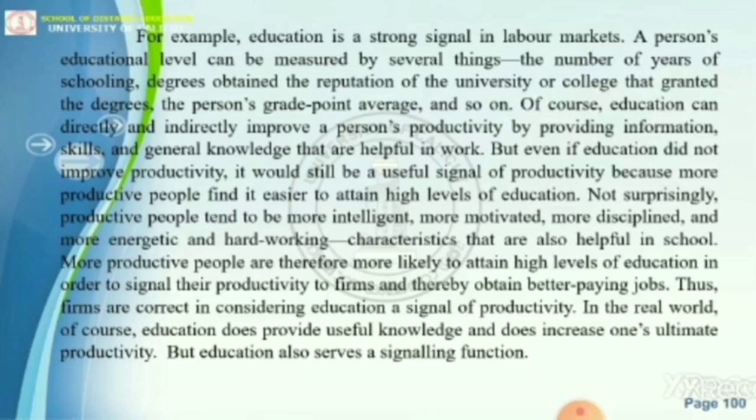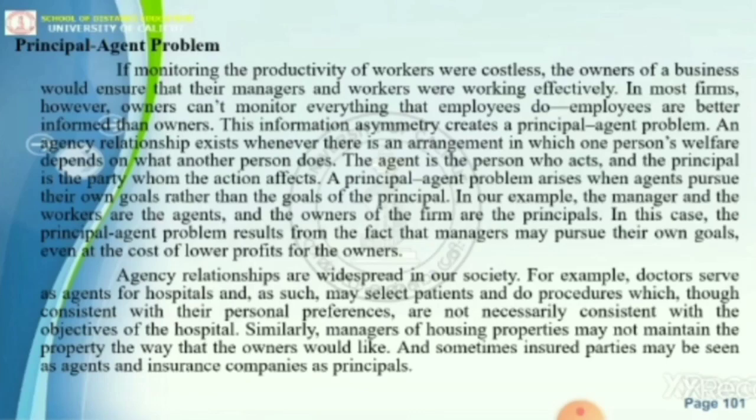because more productive people find it easier to attain high levels of education. Not surprisingly, productive people tend to be more intelligent, more motivated, more disciplined, and more energetic and hardworking, characteristics that are also helpful in school. More productive people are therefore more likely to attain high levels of education in order to signal their productivity to firms and thereby obtain better paying jobs. Thus, firms are correct in considering education a signal of productivity. In the real world, of course, education does provide useful knowledge and does increase one's ultimate productivity, but education also serves a signaling function. And there's a principal agent problem.